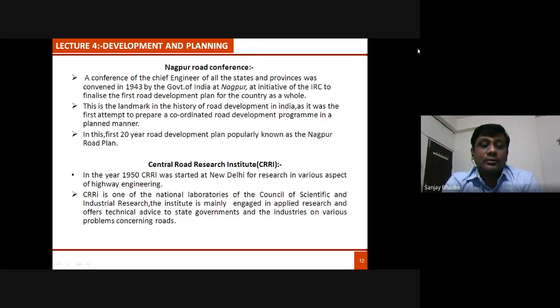The CRRI is one of the national laboratories of the council. Already we discussed this, and it was first constructed in the Delhi area, and we know that Delhi is the present capital of India. So all this work is controlled through this CRRI body.